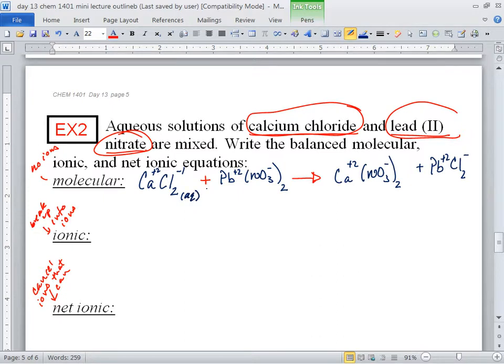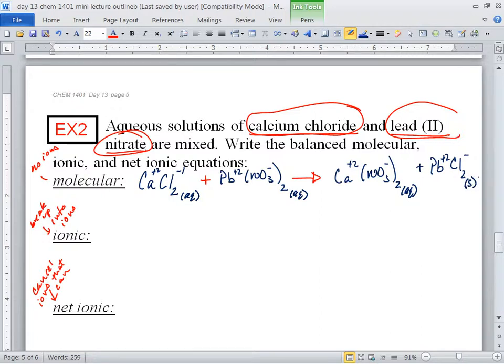Okay. And lead 2 nitrate, Megan, would that be AQ? AQ. And calcium nitrate, Paul, would that be AQ or S? AQ. Perfect. And lead 2 chloride, Manuel, AQ or S? S. All right, you guys are reading this good.